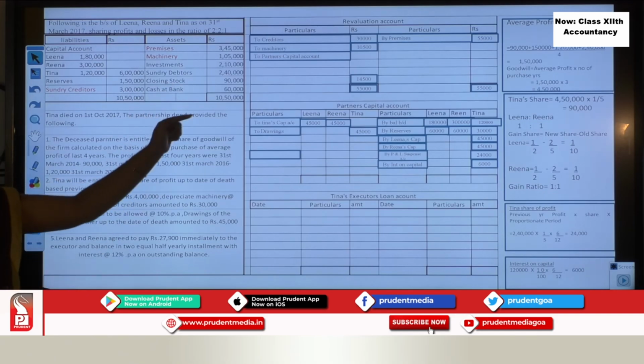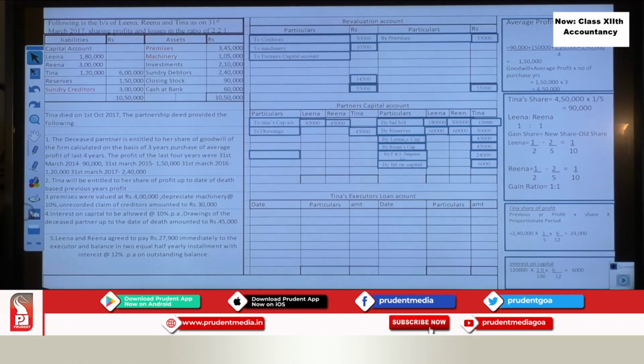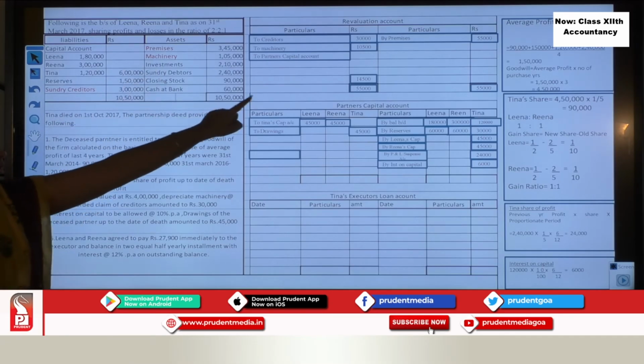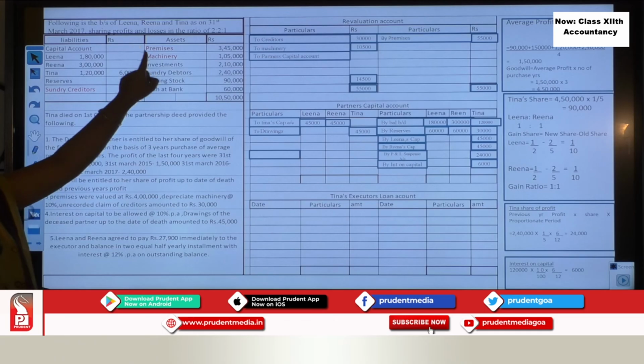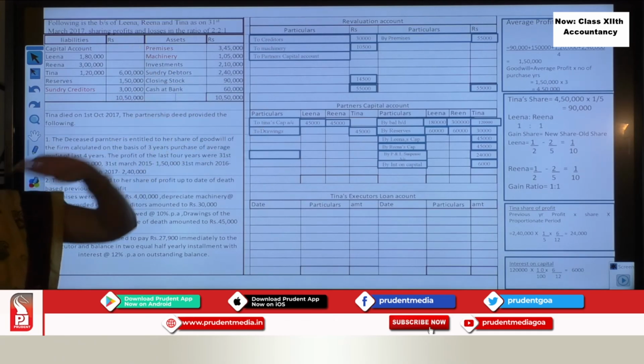14,500, which is shared among all the 3 partners, Lina, Rina and Tina. In which ratio? In the old ratio. What is the old ratio? 2:2:1. So, for Lina, 2/5 into 14,500. For Rina, 2/5 into 14,500 and for Tina, same way.